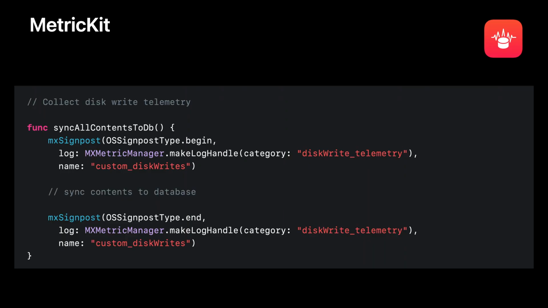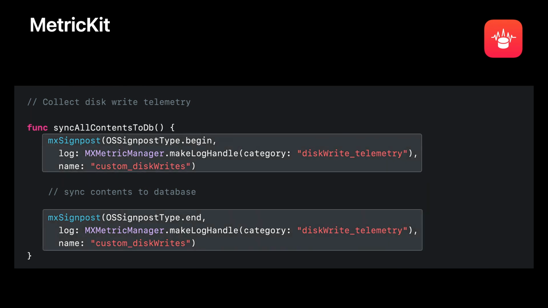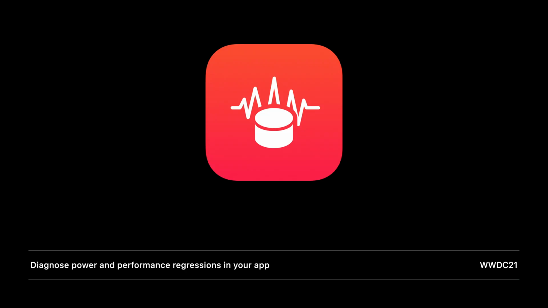All of this data is now also available to me through the App Store Connect API. I can also obtain these reports in MetricKit at the time they occur in my application. If I'm using MetricKit to monitor my app's disk usage, I can bookend critical disk write paths with MX signpost intervals to collect more granular telemetry, which can help me discover opportunities for optimization. To learn more about how to seamlessly identify and resolve disk write issues, be sure to tune in to the Diagnose Power and Performance Regressions in Your App talk this year.